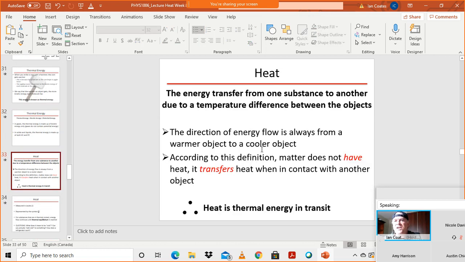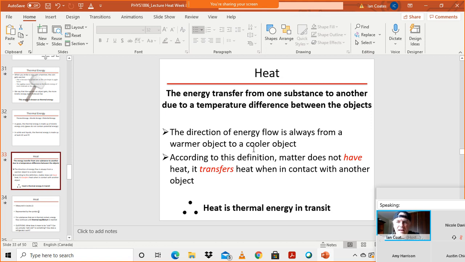Heat is the energy transfer from one substance to another due to temperature difference between the objects. And we've done this, like if you have a hot cup of coffee. Woo, it's too hot. I don't think I've ever done this, but you throw an ice cube into here. I've actually done that with hot soup with my kids, right? You'll throw an ice cube into the tomato soup or whatever.